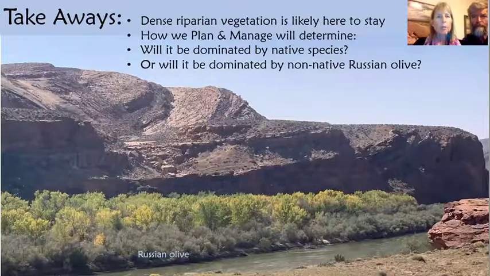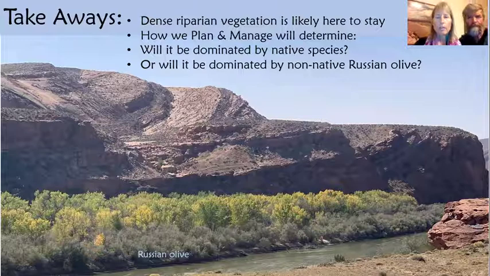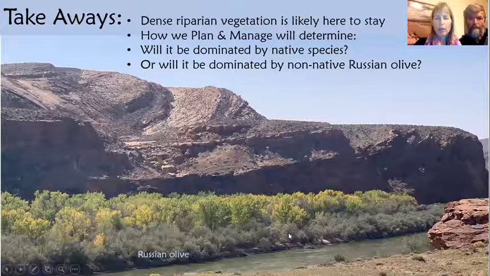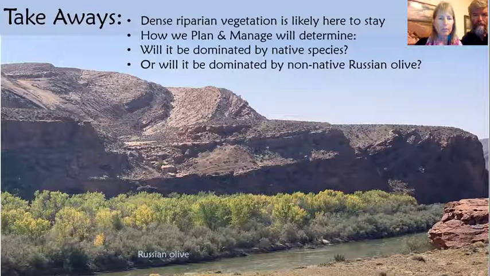So some takeaway points. Dense riparian vegetation is likely here to stay. Even if we did get a large scouring flood, it would take a lot to remove that vegetation. So how we plan and manage in this system is going to determine whether it's dominated by native species like cottonwoods, or whether it will be dominated by non-native Russian olive, which we've seen expanding exponentially in the time we've been spending on the San Juan River.